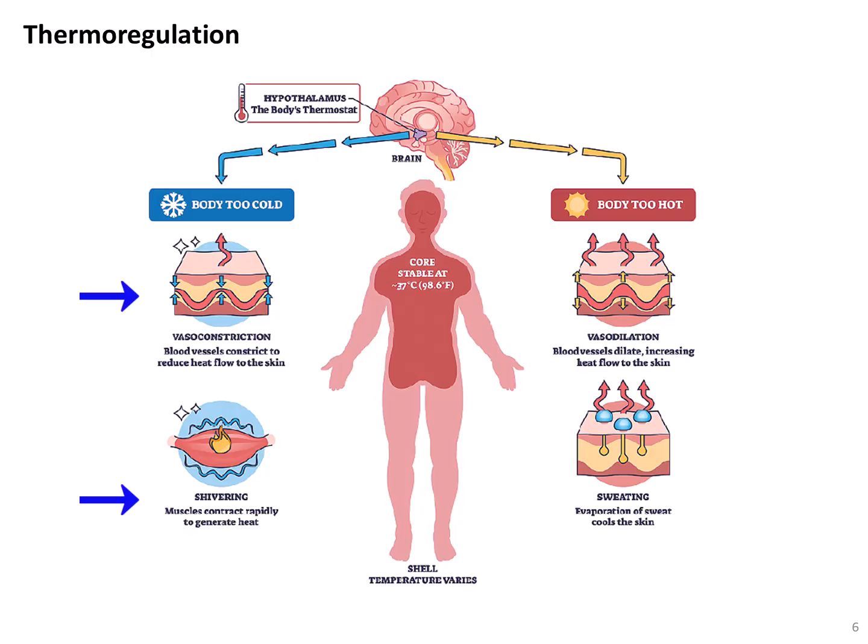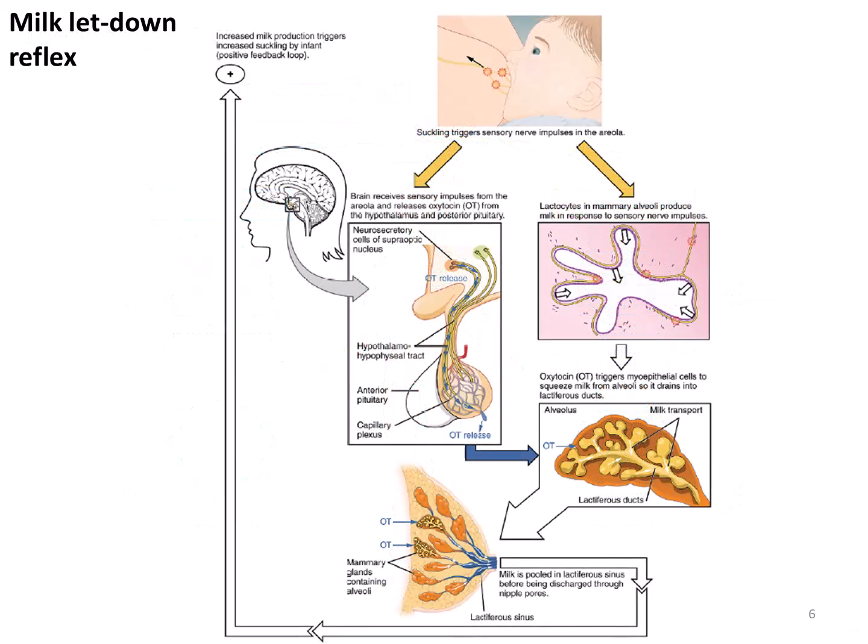On the flip side, if we become too warm, we will vasodilate vessels in the skin to release heat, and sweat glands will be stimulated to produce sweat. The sweat then evaporates from our body and cools us down. So in this example, we see how negative feedback helps to maintain our normal body temperature.